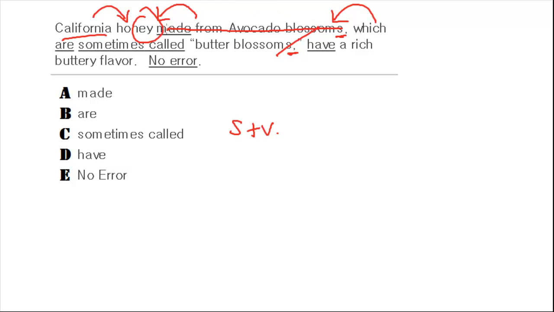So we could cut out this information over here, cut out the which clause. We don't need that. So the subject is what? Honey, which is singular, and then have. Honey have a rich buttery flavor, right? That's wrong. And you may be confused, so the answer to this question is D.